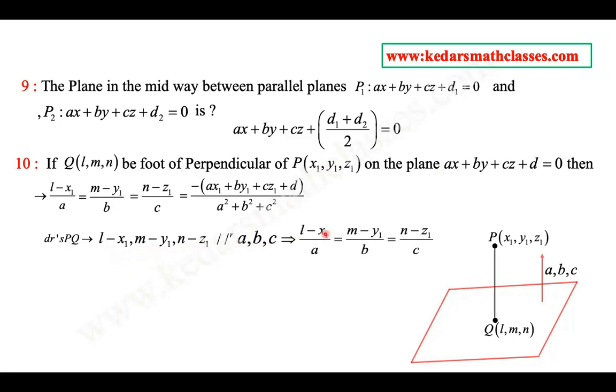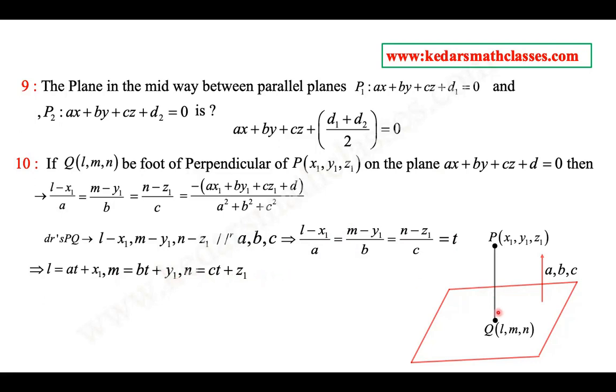That is (l minus x1) by a is equal to (m minus y1) by b is equal to (n minus z1) by c, and you assume this is equal to t. From here, write the l, m, n coordinates. Here l is nothing but at plus x1, that is x1 plus at. m is bt plus y1, and n is ct plus z1.